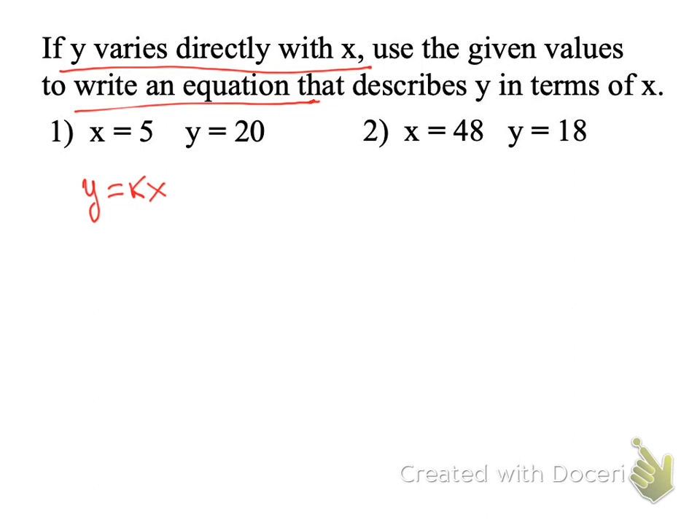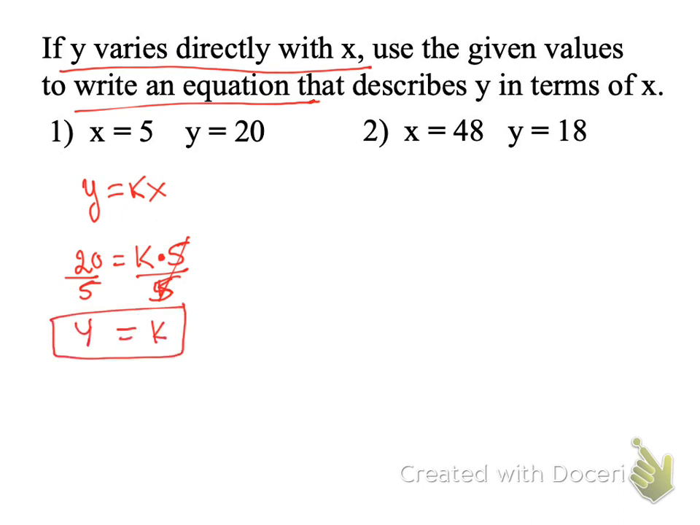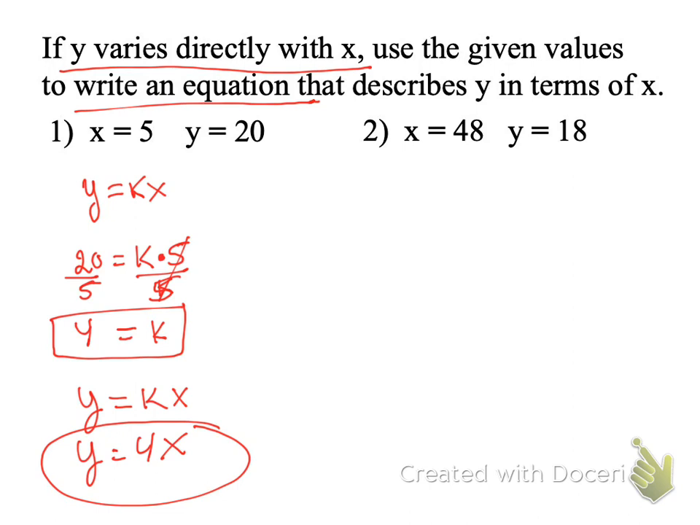If I do this, 20 equals k times 5. Is this the equation they want? Does this talk about the direct variation equation for all problems in this sequence? No. So what would I need to do? Divide both sides by 5. Dividing by 5, and then we get k equals 4. What do I do with that 4? We put it into y equals kx, and y equals 4x, and this is my answer. Does that make sense?